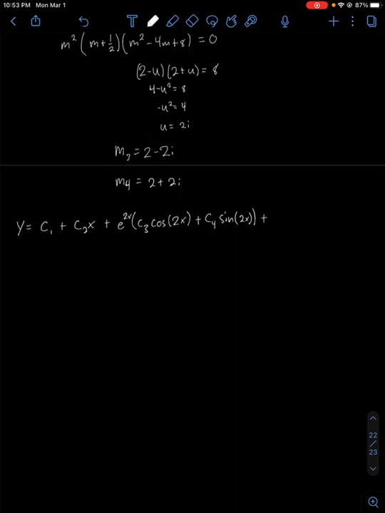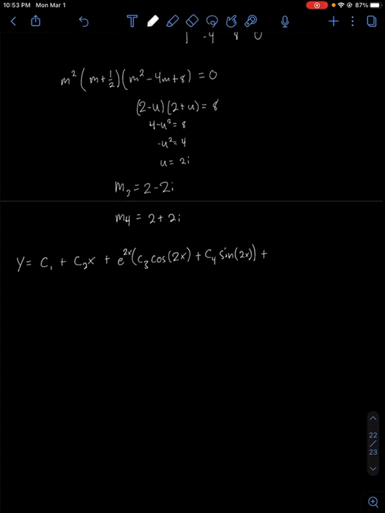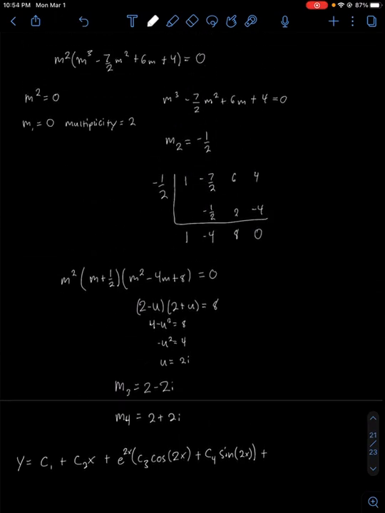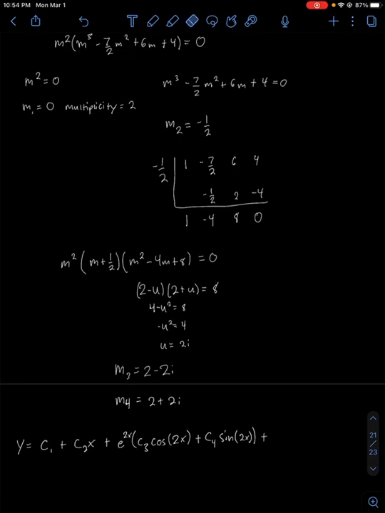I don't even know what the heck. Oh my god. I don't even know if I'm doing this right anymore. I'm so tired. y equals, the first one is multiplicity 2, which means I have those two correct. That's fine. M2 is negative 1/2. Okay, that's what I did wrong. I missed something.